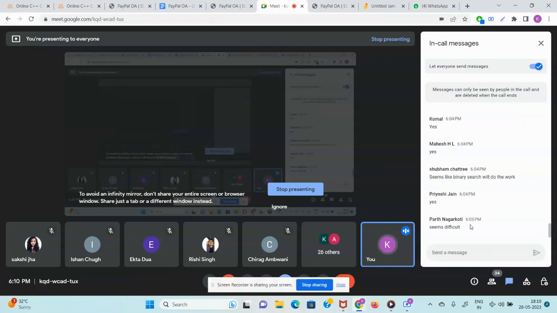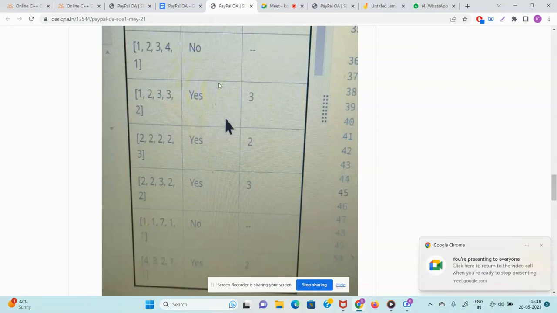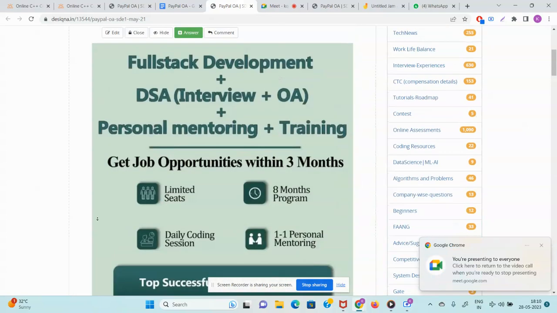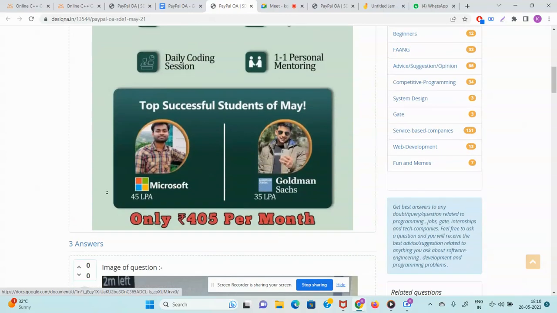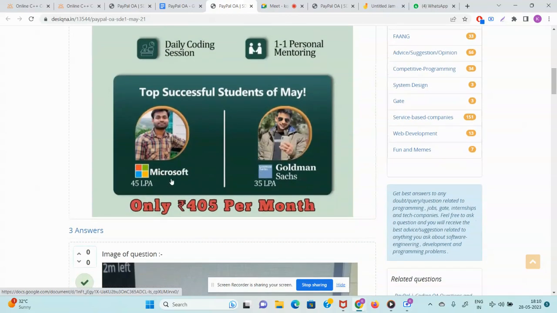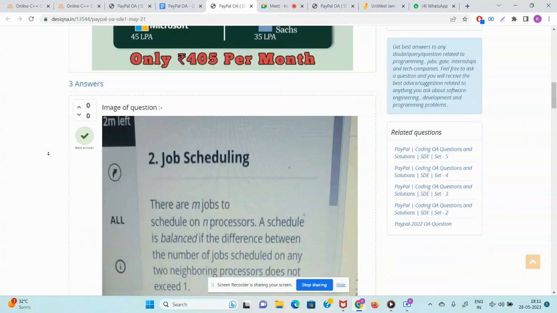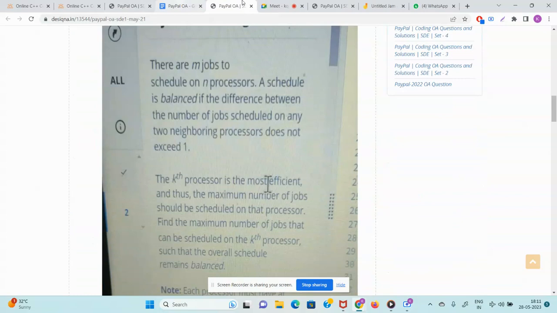Anyways, guys, if the understanding of the question is clear, everyone start writing yes in the chat. Guys, everyone start writing yes. Be quick, be quick. You guys have to become like my students. See, Ritik cracked Microsoft 45 LPA, and then Karan cracked Goldman Sachs 30 LPA. Soon your photos will also come here. So let's focus on PayPal. PayPal gives 25 lakhs.